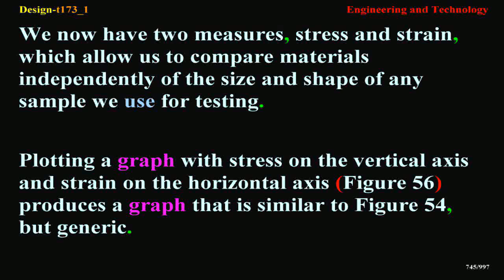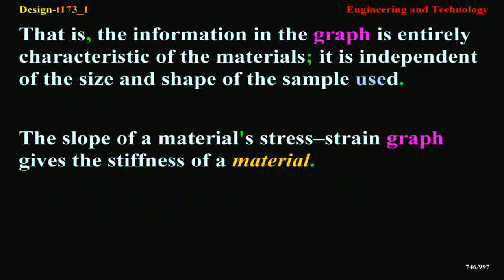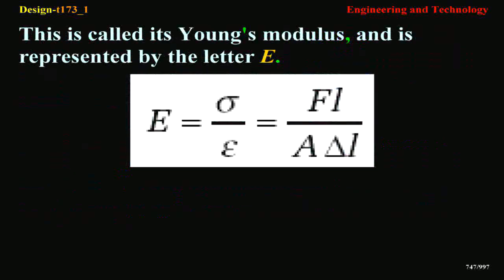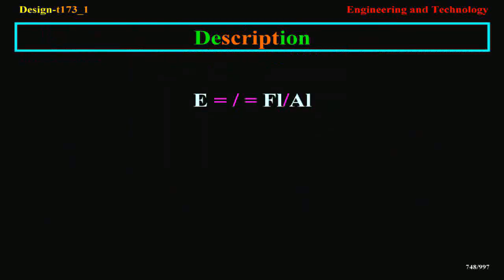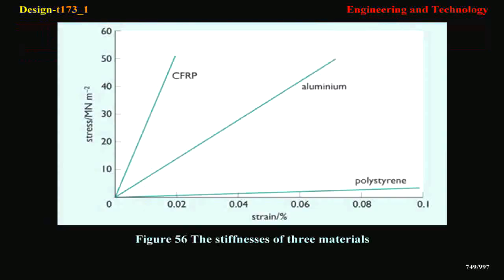Plotting a graph with stress on the vertical axis and strain on the horizontal axis, Figure 56 produces a graph that is similar to Figure 54, but generic. That is, the information in the graph is entirely characteristic of the materials. It is independent of the size and shape of the sample used. The slope of a material's stress-strain graph gives the stiffness of a material. This is called its Young's modulus, and is represented by the letter E. E equals stress over strain. Figure 56. The stiffnesses of three materials.